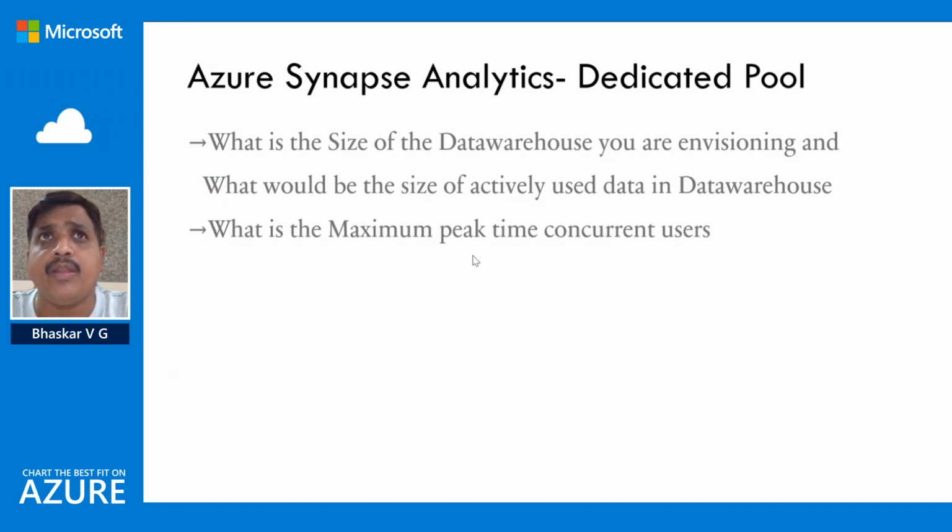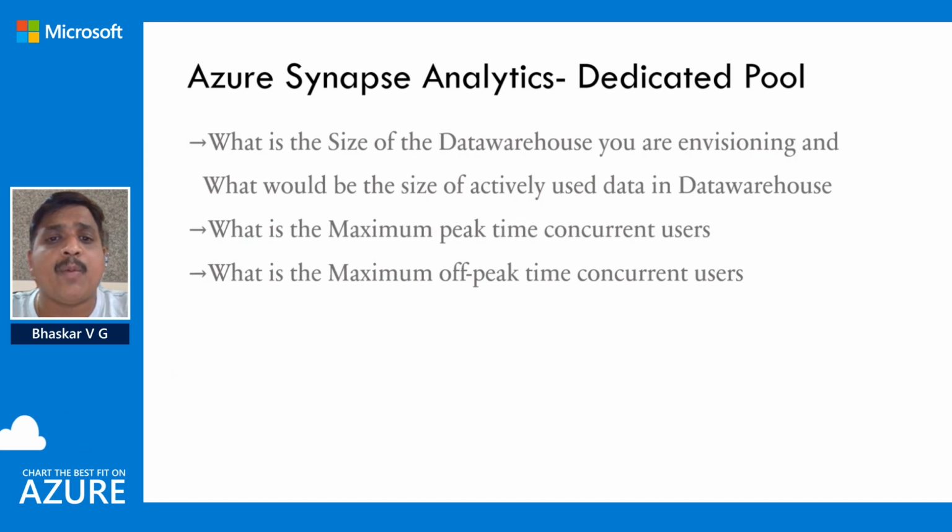And we should understand what is the maximum peak time concurrent users and what is the maximum off peak time concurrent users. These are required because, for example, if you have a payroll system, at the month end most of your users will log into your system and try to access the payslip reports. In between the month, many of the users may not be logging into your payroll system and may not be using your data warehouse workloads, where you can drastically reduce your DW units so that you can save the cost. So there are scale up and scale down options available in Synapse, which you can use to reduce the cost of DWUs.